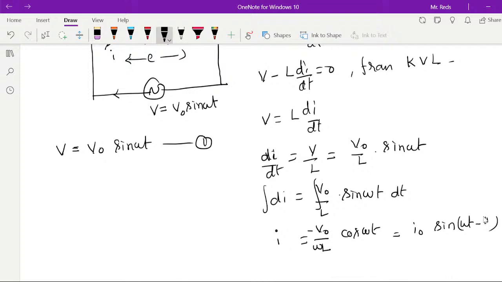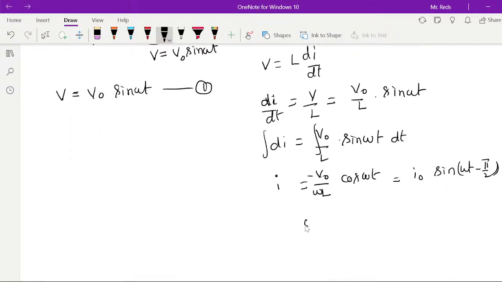I hope you have understood this. There is no confusion, I hope. So because of this negative sign, we can write it as minus omega t. Cos of minus omega t, or simply cos theta, is sin of 90 minus theta. Here you can write cos theta is equal to sin 90 minus theta. But this can also be written as sin of minus theta plus pi by 2, so pi by 2 minus theta.